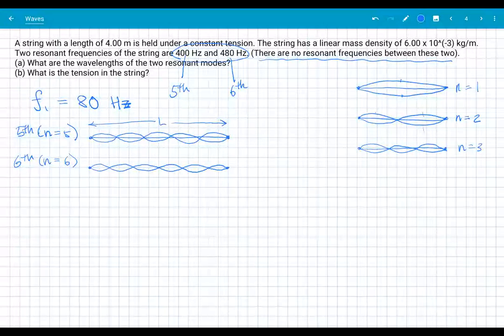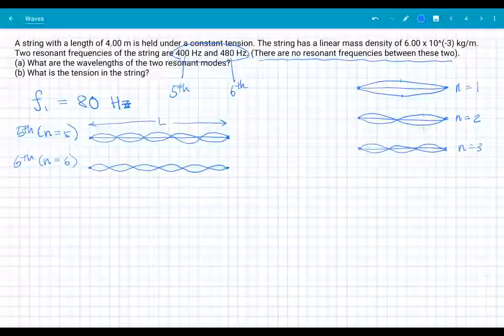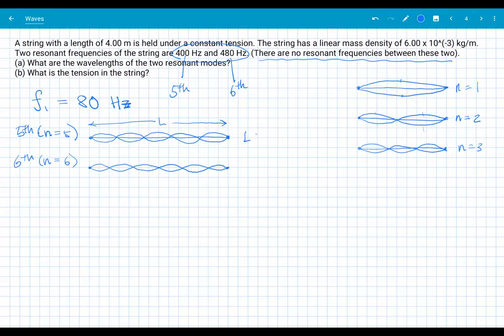So the fifth mode, if I look at this, I can see that the length of the string here is equal to how many loops do I have, right? There are different ways of doing this. So I could say 1, 2, 3, 4, 5. I have 5 loops. Each loop is 1/2 a wavelength. So L equals 5/2 of a wavelength. And I'm going to subscript that wavelength with a 5, showing that I'm in the fifth mode there.